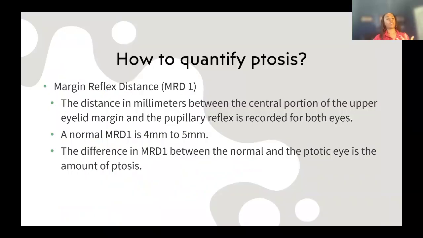So how do you quantify ptosis? The margin reflex distance, or MRD1 (MRD2 is for the lower lid, MRD1 is for the upper lid), is the distance in millimeters between the central portion of the upper eyelid margin and the pupillary reflex. A normal MRD1 is 4 to 5 millimeters. The difference in the MRD1 between the normal and the ptotic eye is the amount of ptosis.